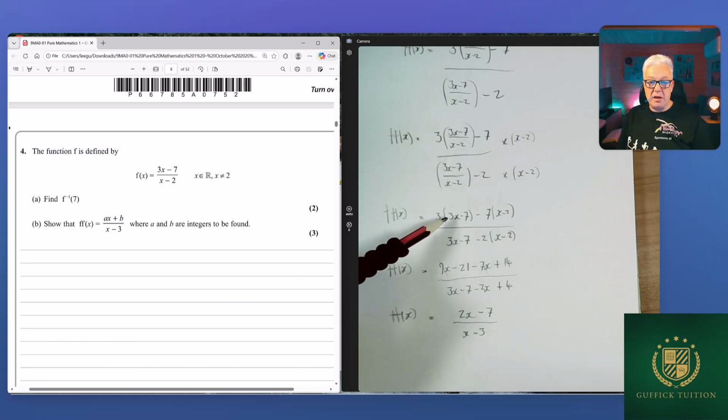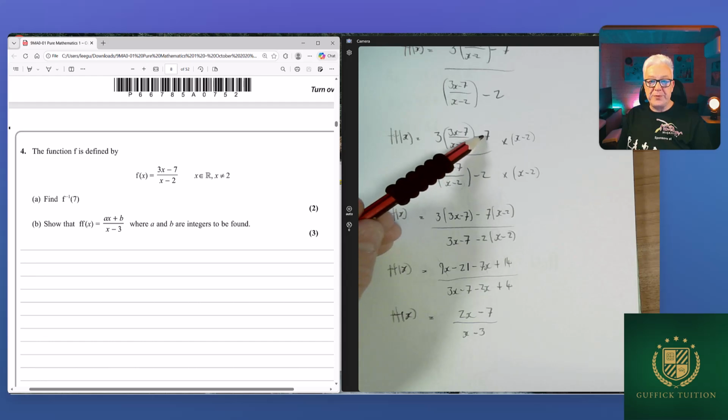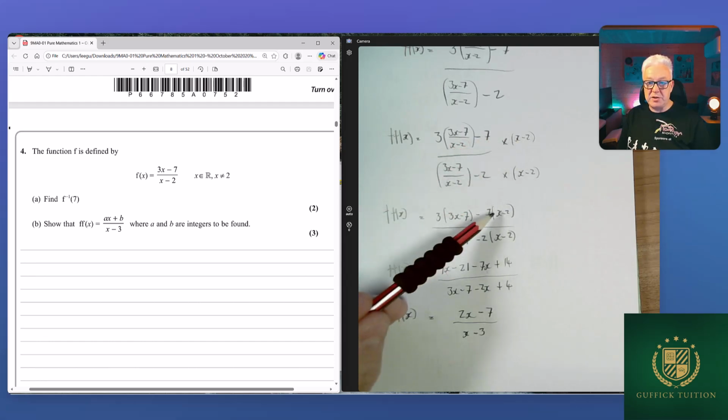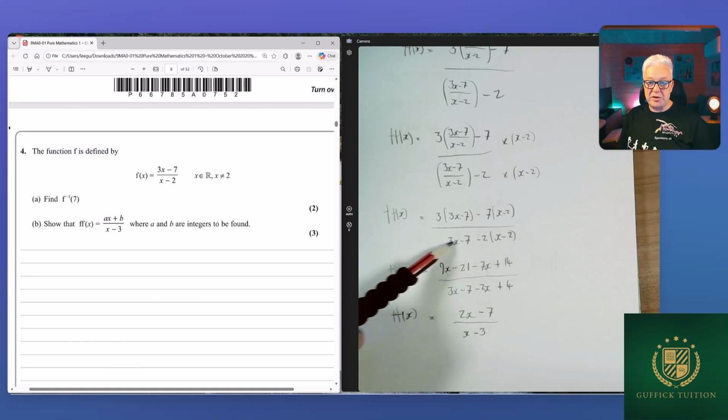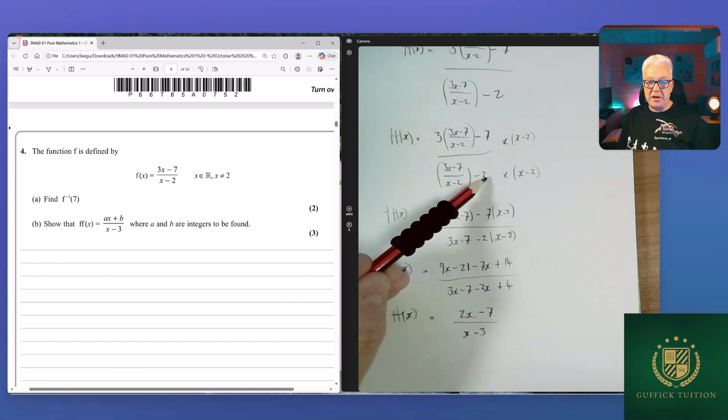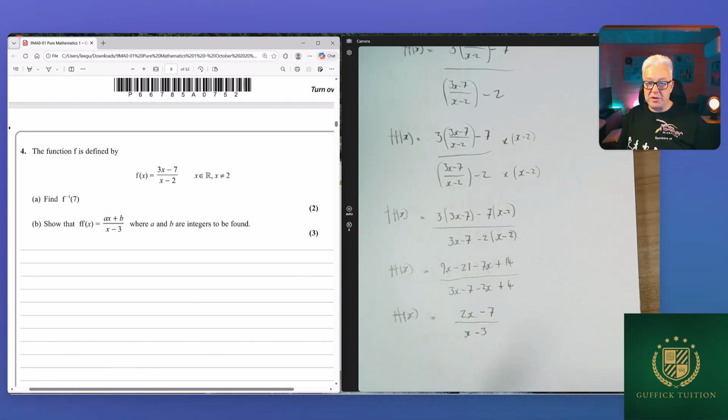So when I multiply the numerator and denominator by x minus 2, this cancels out here and we end up with 3 times 3x minus 7, and the 7 gets times by the x minus 2 there. In the denominator, that x minus 2 cancels to give just 3x minus 7, and then this minus 2 gets multiplied by the x minus 2.